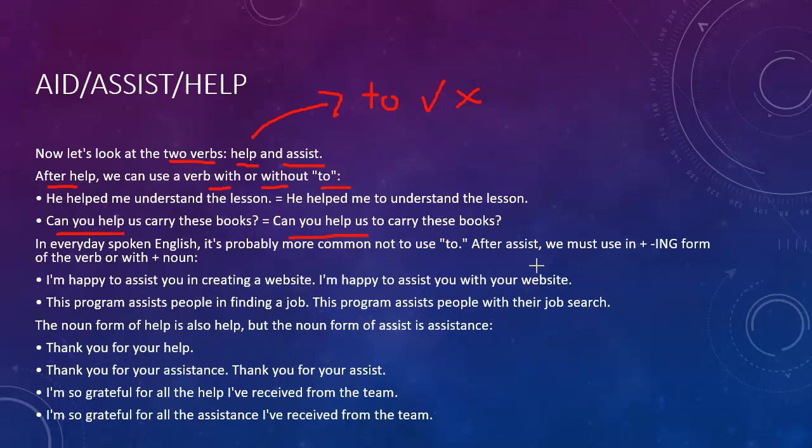So after assist we must use in plus the -ing form of the verb, or with plus a noun. I'm happy to assist you in creating a website, in plus -ing form. I'm happy to assist you with your website, with plus noun.